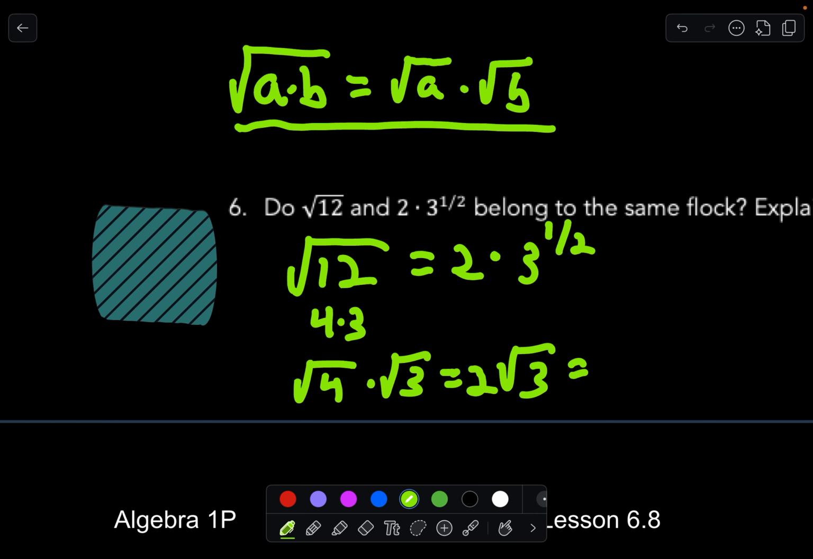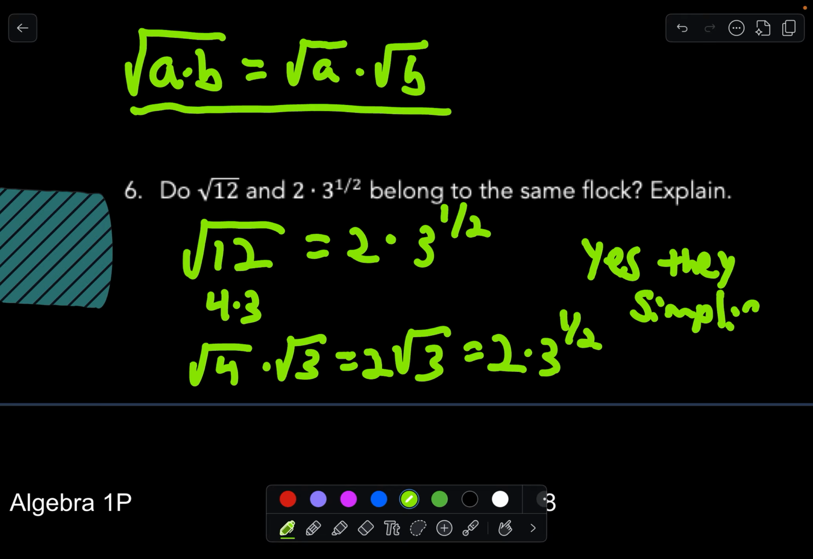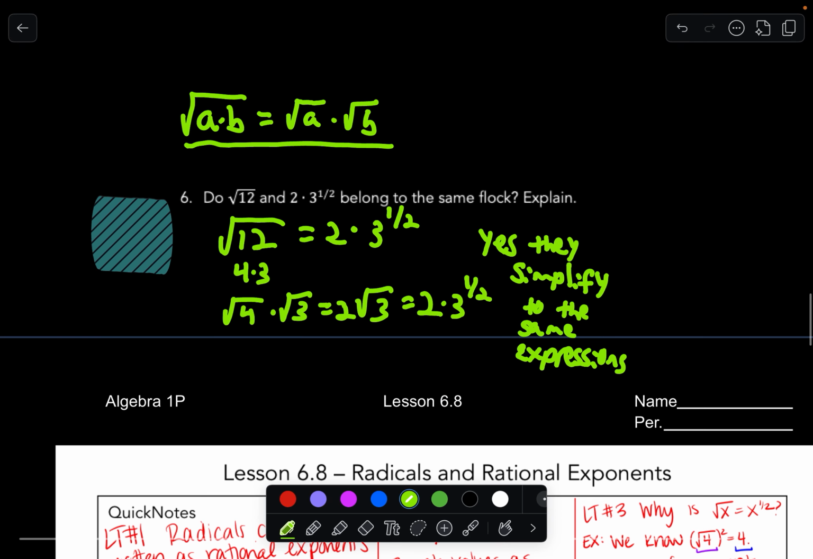And we just learned that the square root function is the same thing as saying to the 1/2 power. So do they belong in the same flock? Means, are they the same? Yes. They simplify to the same expression. Okay. I want to encourage you to do the IXLs on this because you've got to get used to this.